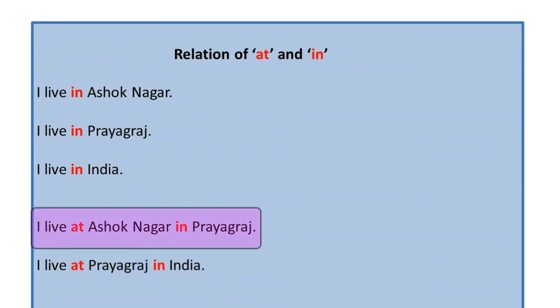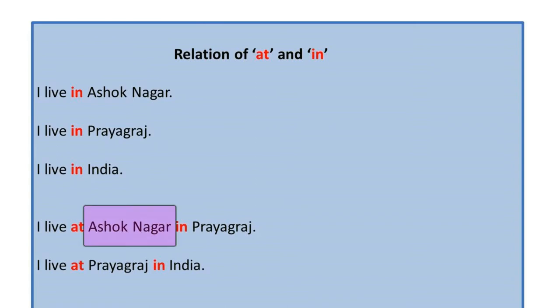So in the first sentence, the preposition at is used with Ashok Nagar and the preposition in is used with Prayagraj because Ashok Nagar is a smaller place than Prayagraj. Similarly, in the next sentence, at is used with Prayagraj and in is used with India because Prayagraj is a smaller place than India. Okay, got that?